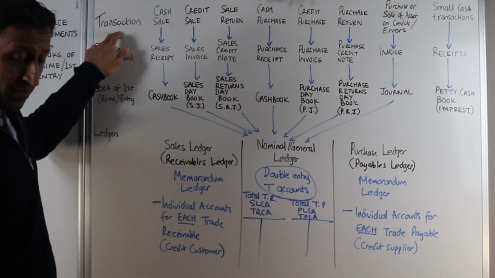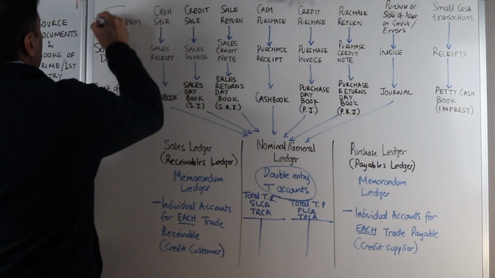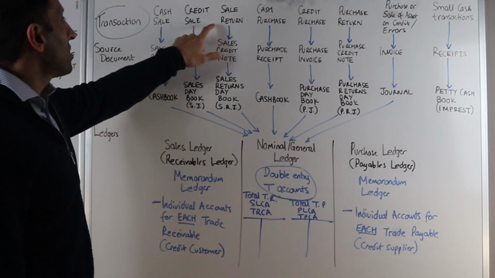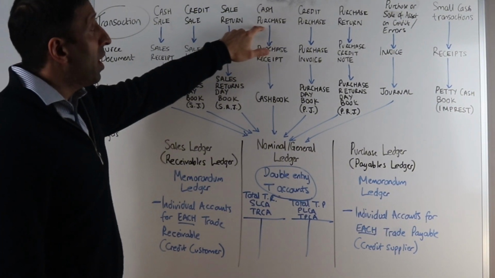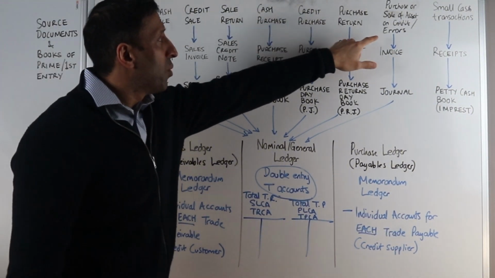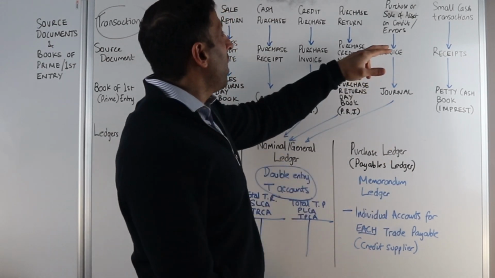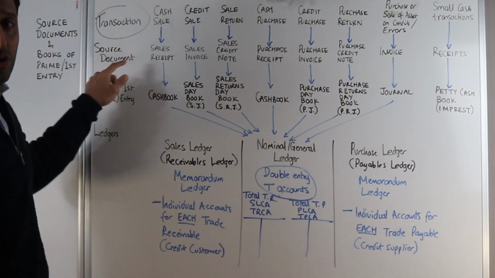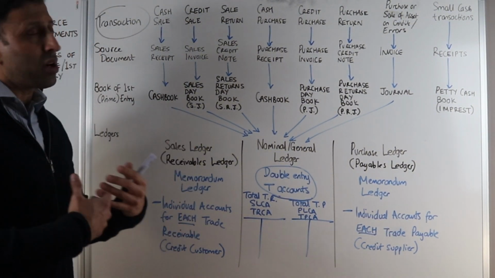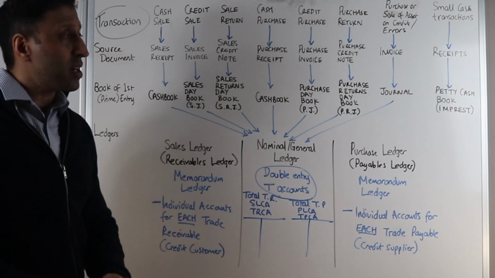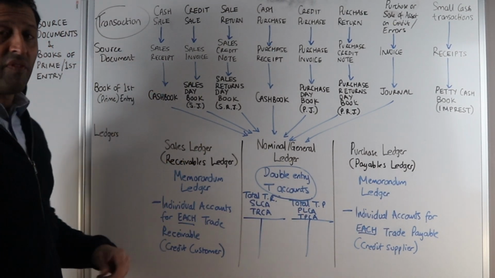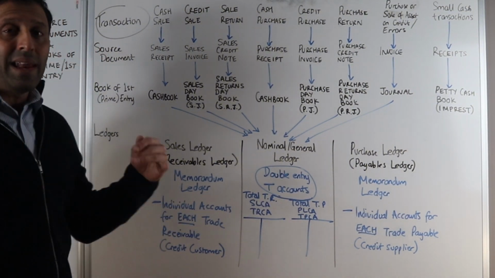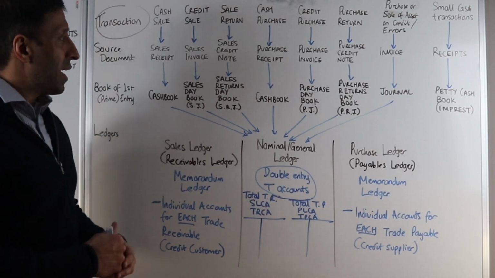We have a transaction, so the business does something, and the transactions that we're going to talk about are cash sales, credit sales, sales return, cash purchase, credit purchase, and purchase return. We might purchase an asset on credit, and we might make small cash transactions. That's the transaction, and then the source document that links to it, the document that's created when we do those transactions. Then the book of first entry, into which those documents get first recorded, and then lastly the ledgers that the information gets put into.